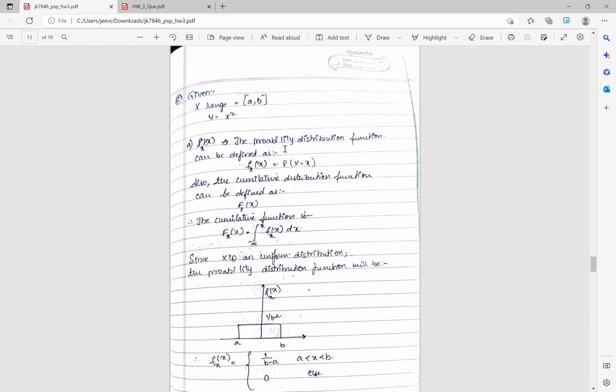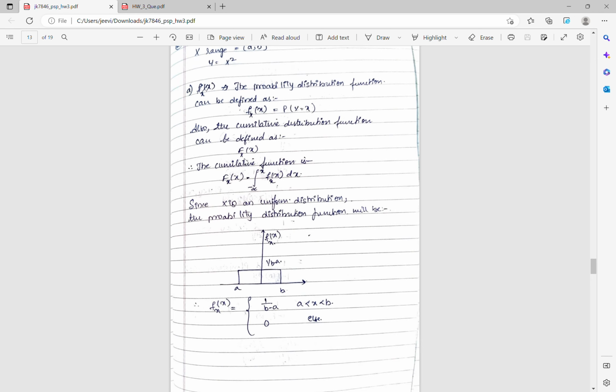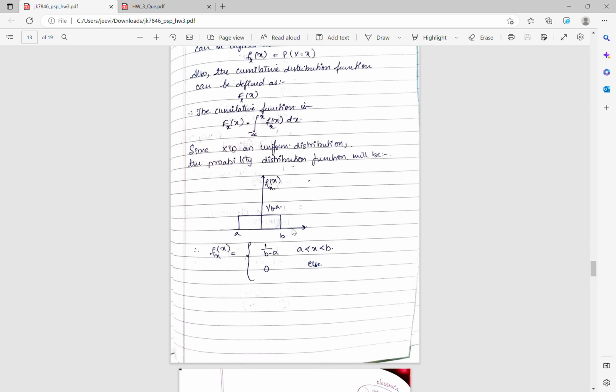Now the probability density function can be defined as f_X(x) = P(X = x), and the cumulative distribution function can be defined as capital F_X(x), represented as shown here. Since X is a uniform distribution, the probability density function will be represented as shown in the figure here, on a graph. It's going to be like a rectangle box over the range a to b.